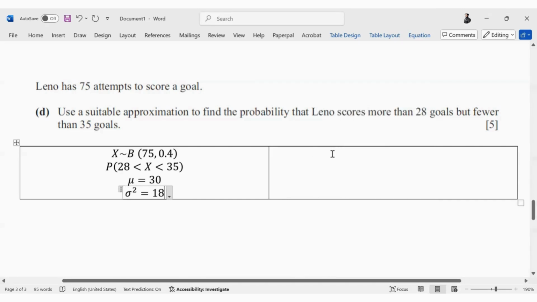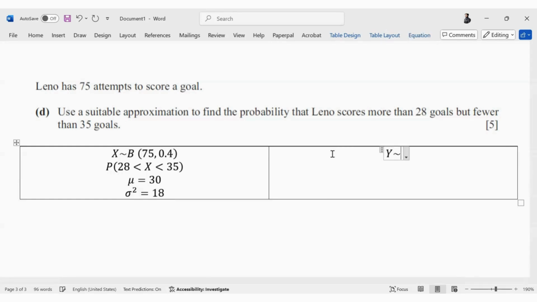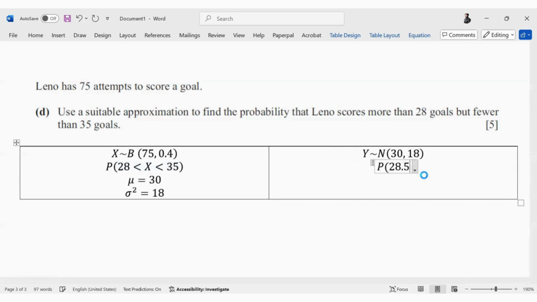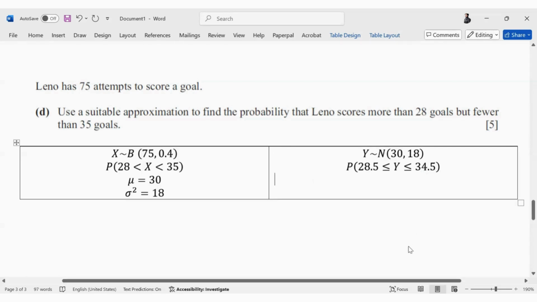So now I've converted it into a continuous variable, normally distributed. Mean is 30, variance is 18. Now the question will become, with the continuity correction, remember, I would have started from 29 in this one. So taking half an extra would mean going to 28.5. And I would have ended on 34, taking half an extra from there, giving 34.5. This is what we will end up with.